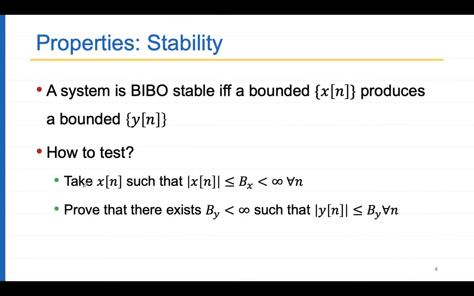So this is the test. Take an x of n such that its magnitude is always bounded by a finite number B x for all n. Then we have to see if there exists a B y, which is also a finite number, such that y of n is also less than or equal to B y, bounded by that B y. If you can find such a B y, then you can say that yes, my system is BIBO stable. But if you cannot find any such B y, then it cannot be BIBO stable.